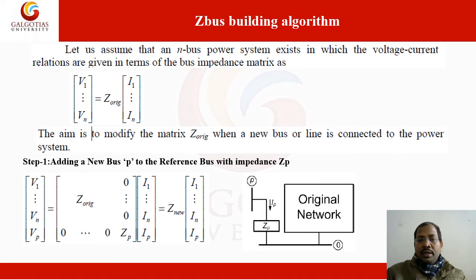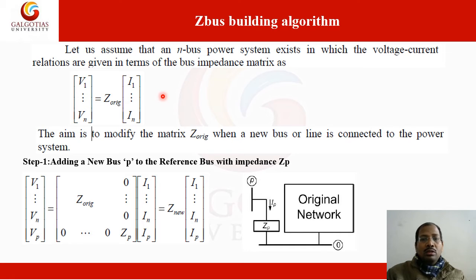So let us assume an n bus system. Here we are just going to start the ZBus building algorithm, in general form. Let us assume that an n bus power system exists in which the voltage-current relation is given in this way. The voltages V1, V2, up to Vn, represented by a column matrix, equal the ZBus of the given network times the currents I1, I2, up to In. So the aim is to modify the ZBus.